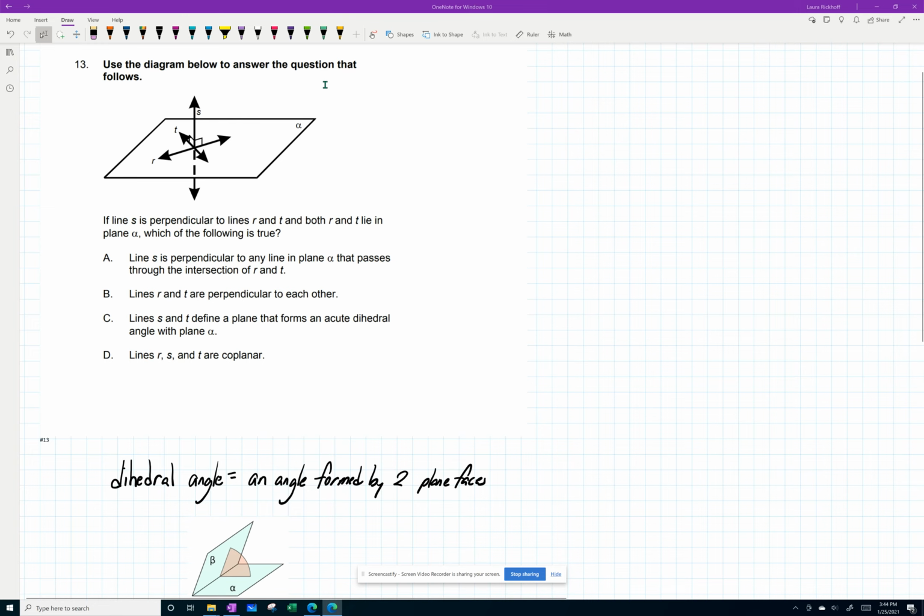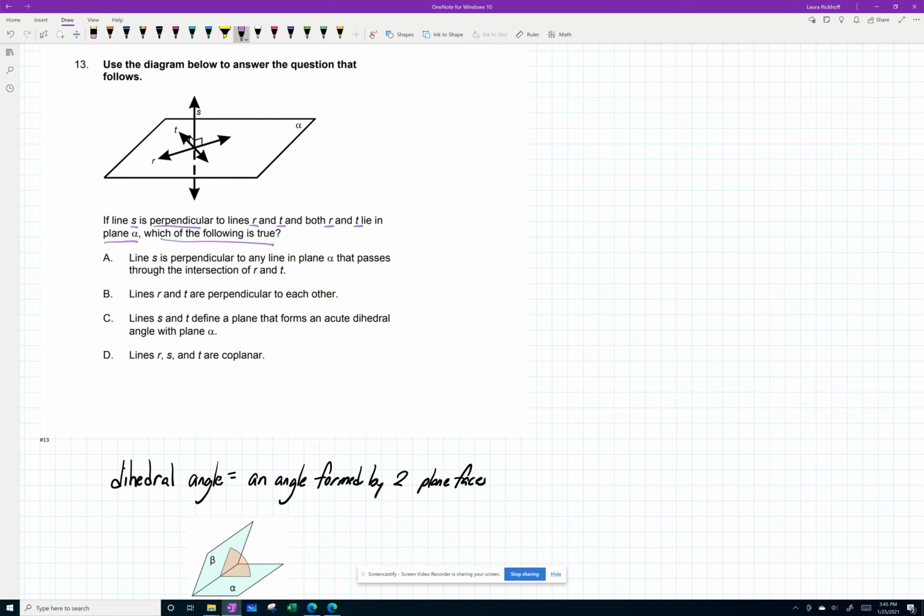Right, so let's see. Lots of words here. Let's see if we can figure anything out. So they say S is perpendicular to R and T. So they've drawn it. S is perpendicular to R and S is perpendicular to T. And both R and T lie in plane alpha, just like they drew. Which of the following is true?